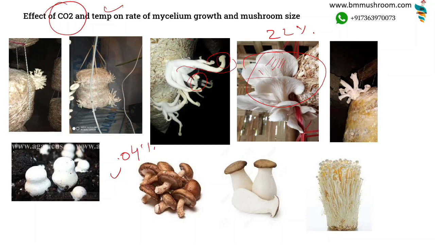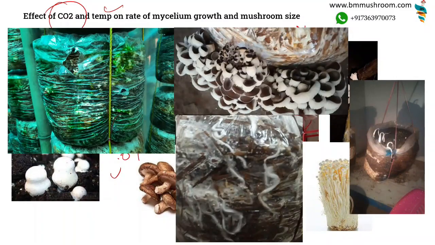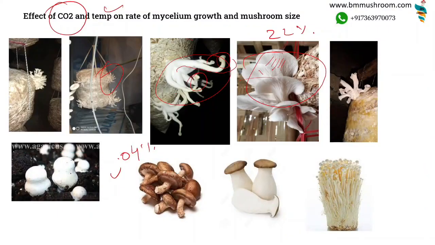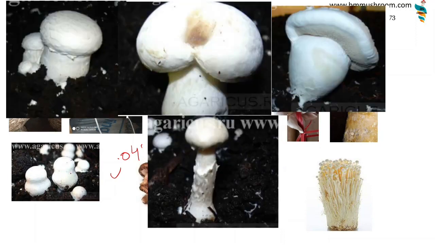But another important thing is the temperature. Without the optimal temperature, they won't even fruit and they will develop contaminations like these green molds, black molds, and deformed mushroom heads. And due to high CO2, the pinheads and fruiting body will be deformed. So these both things are the examples. See, these are examples of button mushrooms which have been deformed due to the concentration of excess CO2.